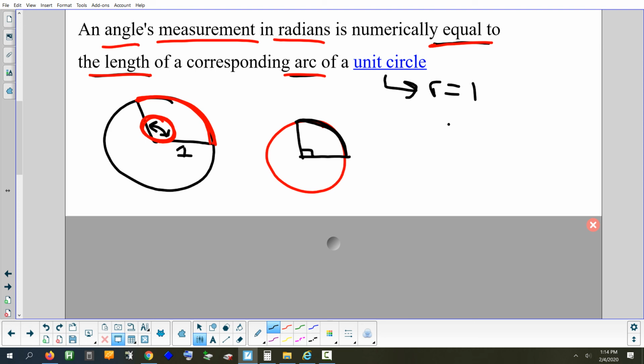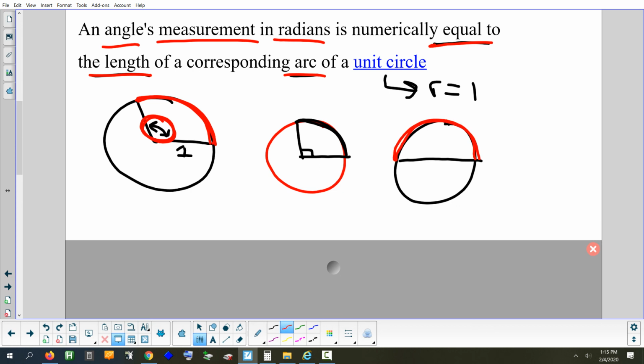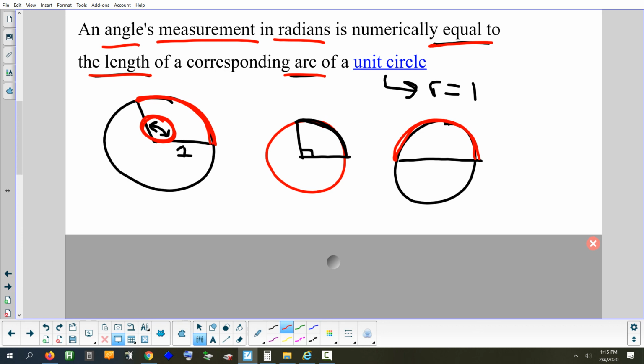Well, let's look at this. Let's draw this angle. What's the size of that angle? Half. And how much does that take up? In degrees? 180, all right? So 90 degrees took up a quarter of the circle. 180 degrees was half the circle.